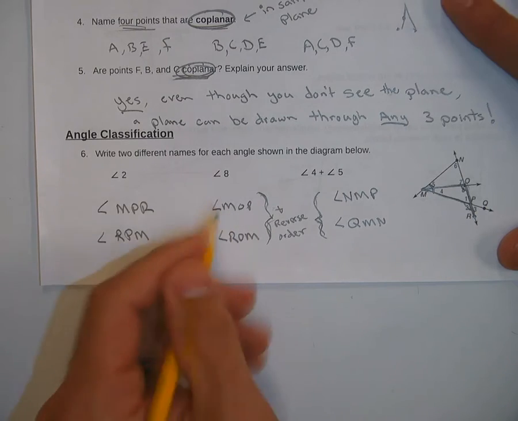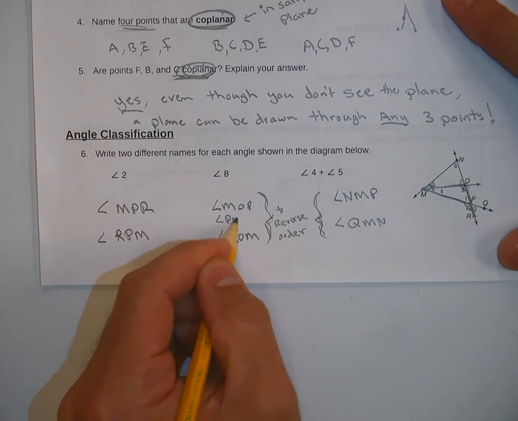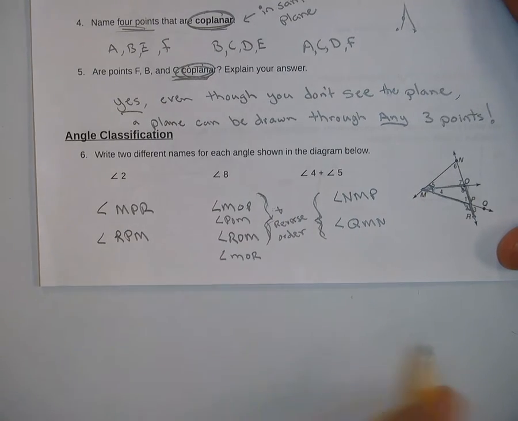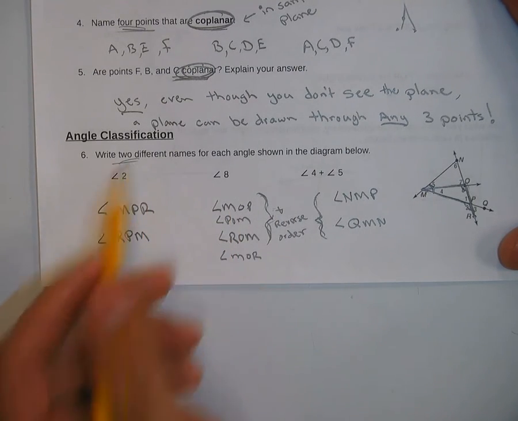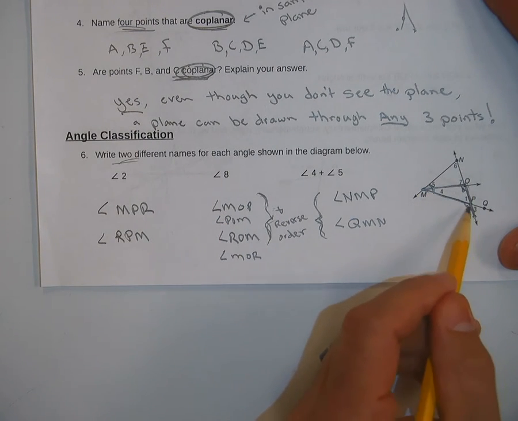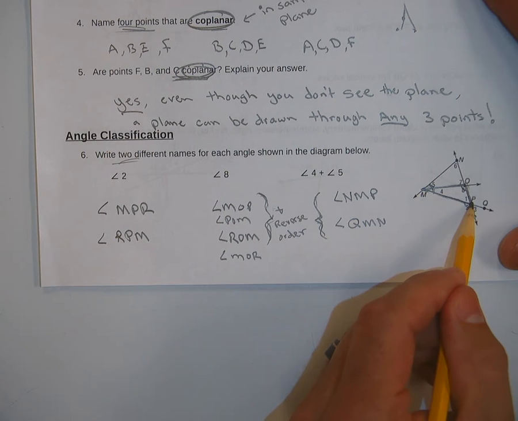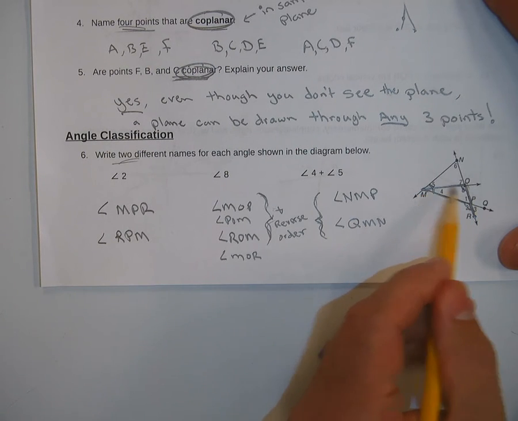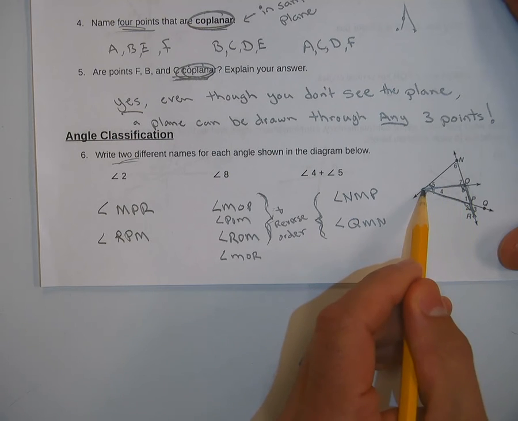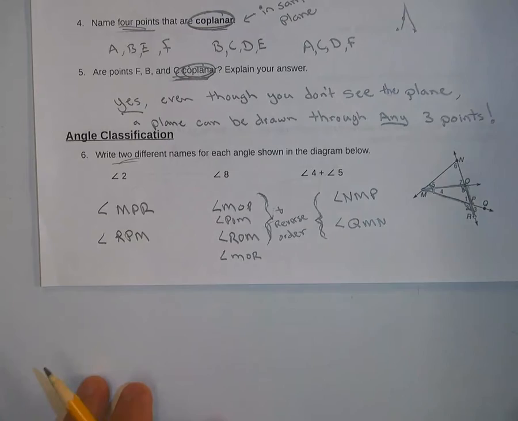I could reverse these orders. I might as well go ahead and write them in POM and MOR. Just trying to be lazy in the reverse order thing. But yeah, there's actually way more than 2 here because there's more than 1 point on each line. So M to O to P is the same angle as M to O to R, which is the same angle as R to O to M or P to O to M. So I could write that out in any of those orders.